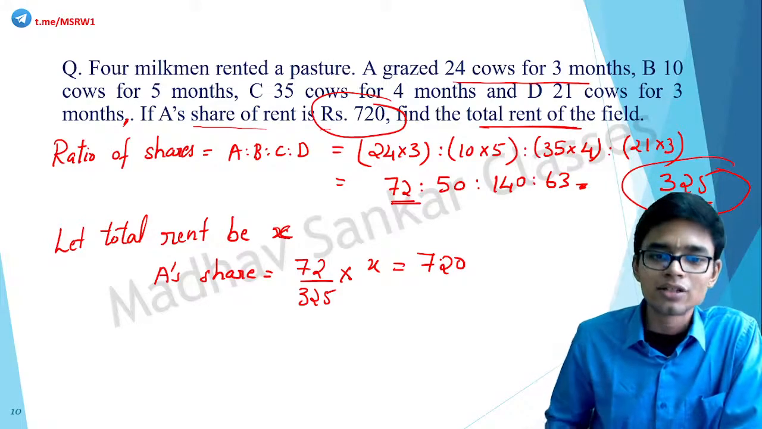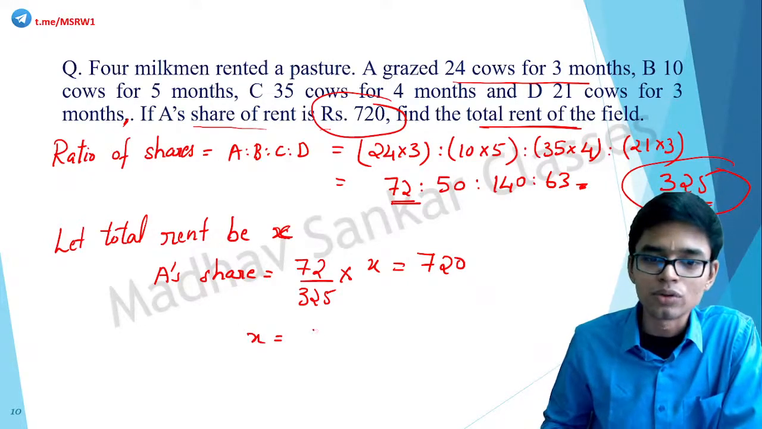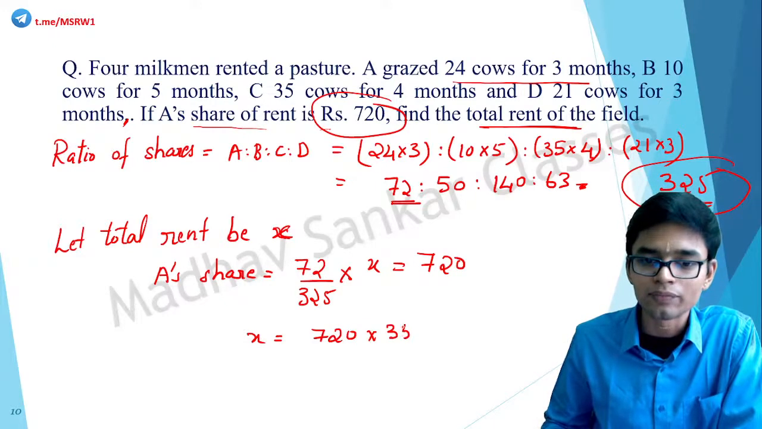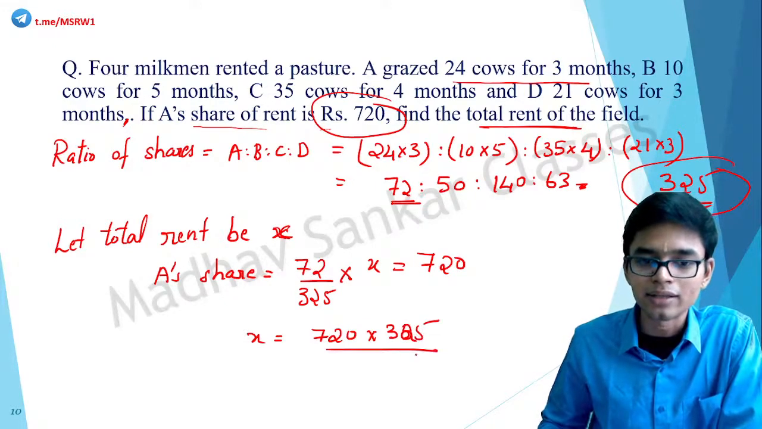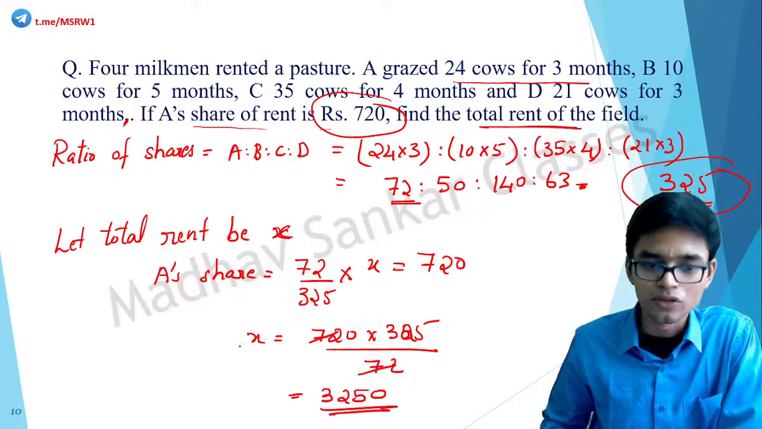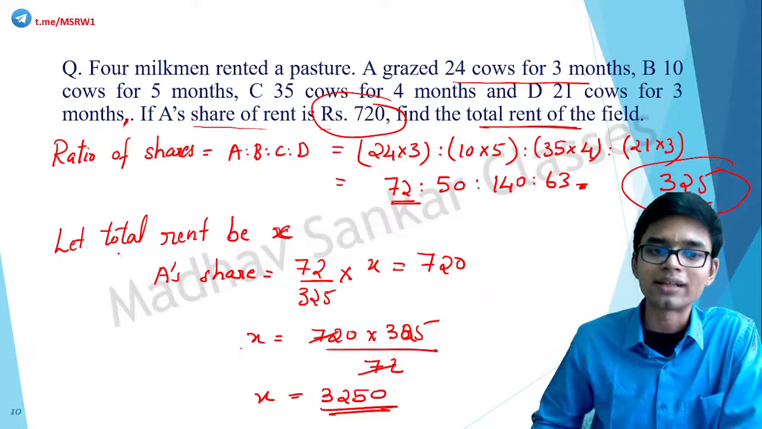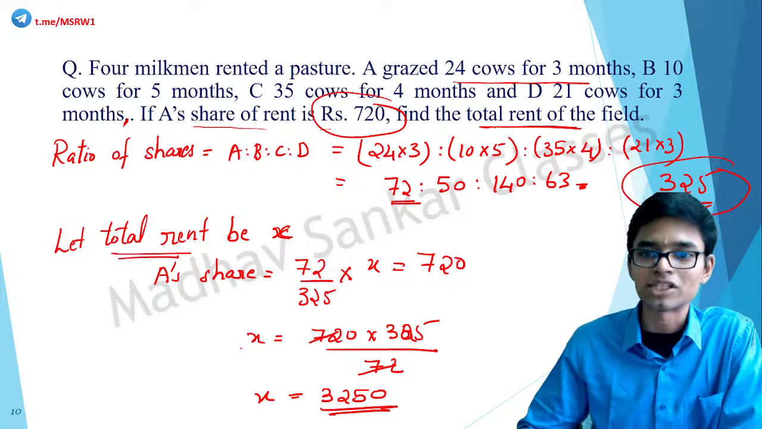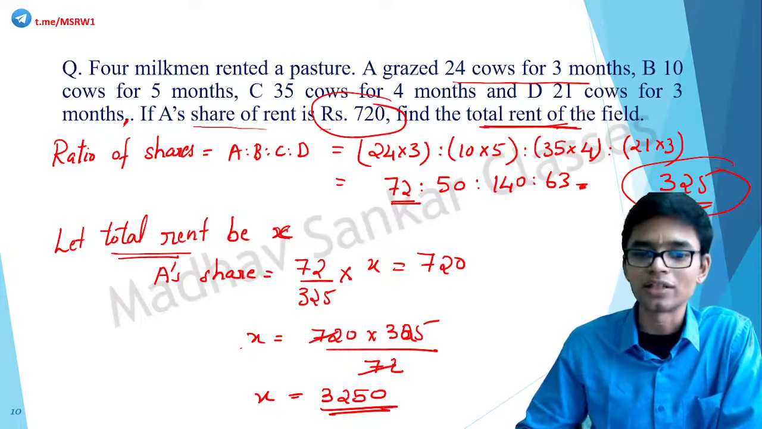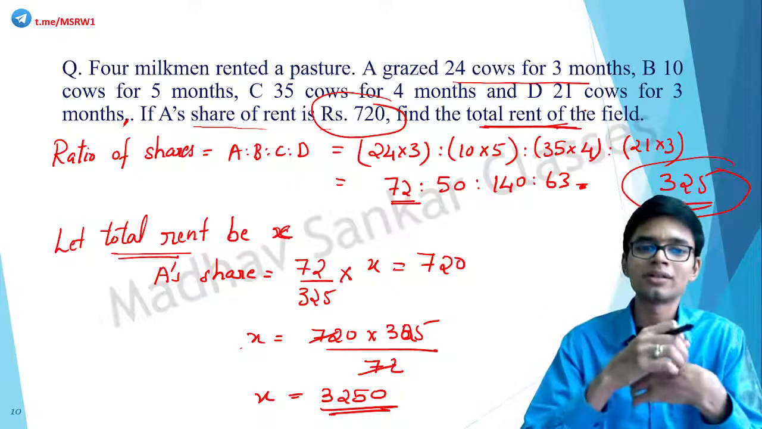This is equal to, it is given in the question as 720 rupees. So X is equal to 720 into 325 divided by 72, which is equal to 3250. So the value of X is 3250. X is the total rent, and that is the question. Find the total rent of the field. Total rent is 3,250 rupees. Did you understand how to get this?